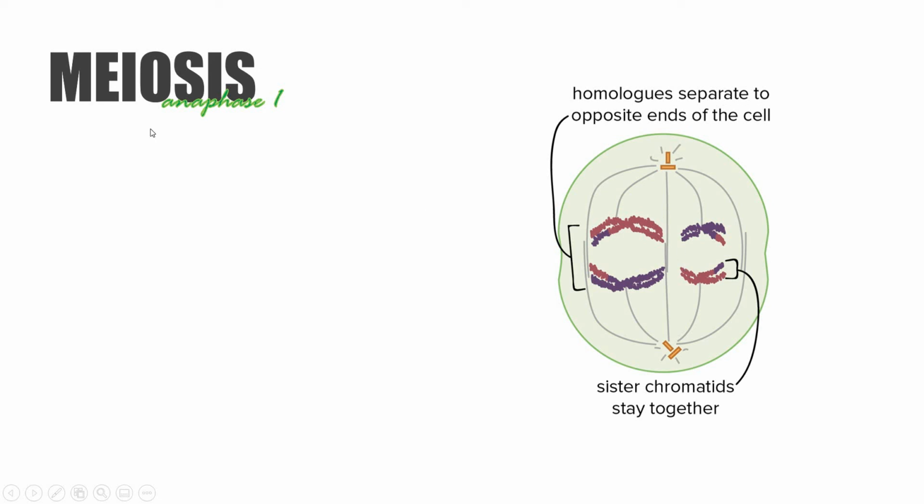Okay, so this is Anaphase I. Homologs separate to opposite ends of the cell as shown, while the sister chromatids stay together as shown.